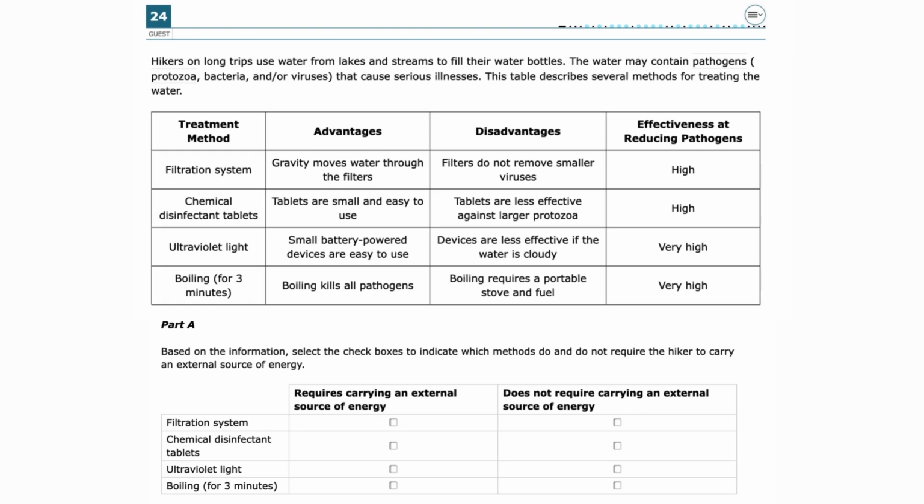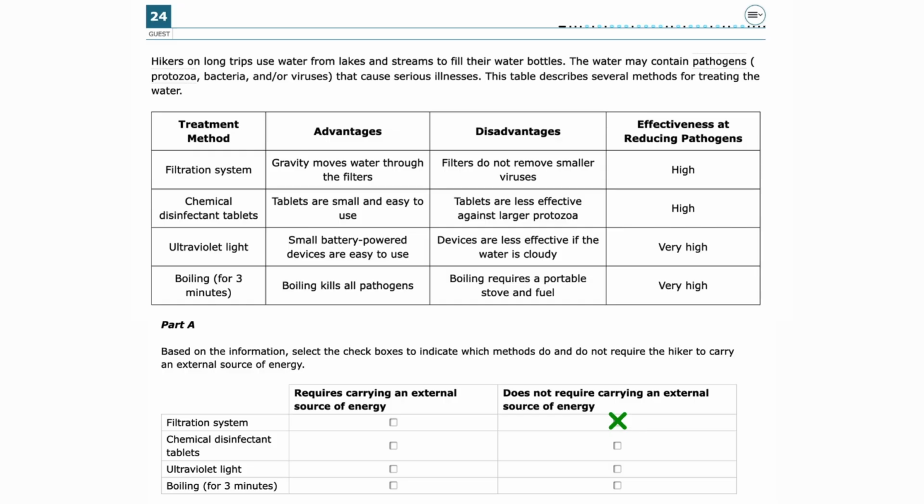The question asks which water treatment methods require carrying an external source of energy, like batteries or fuel, and which do not. Let's go through each method using the information in the table. Filtration system does not require energy. Gravity moves water through the filter. No batteries or fuel needed.